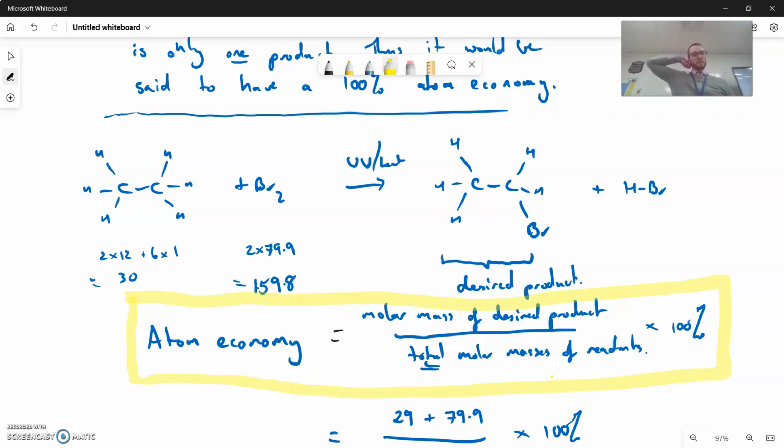So if we look at ethane, 12 plus 12, 24, add 6, molar mass 30. Bromine, 2 lots of 79.9 gives us 159.8. Add the two together, 189.8, is my total molar mass of my reactants. My desired product, bromoethane, 29, because it's one less hydrogen. Add the bromine, gives me 29 plus 79.9. What's that off the top of my head? 108.9. Is that right? 108.8. No, 108.9. That was right.